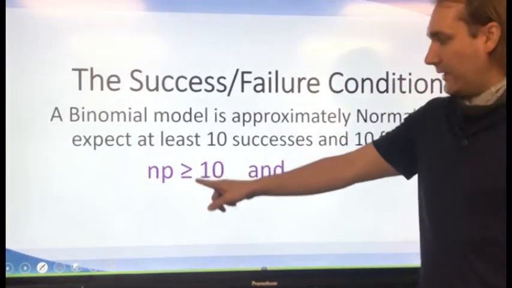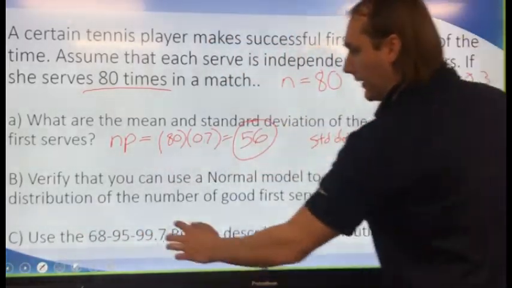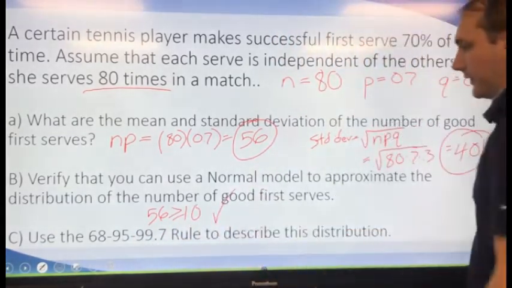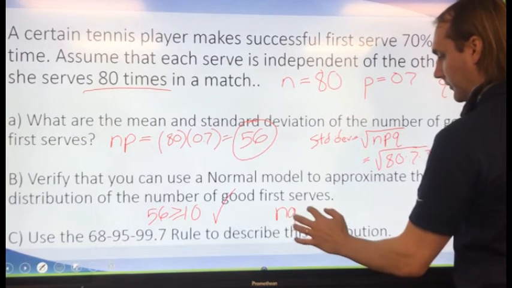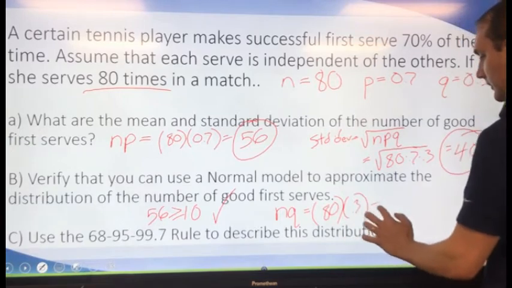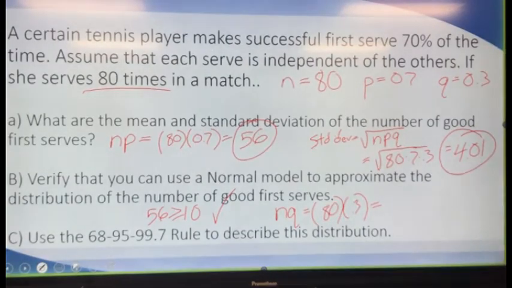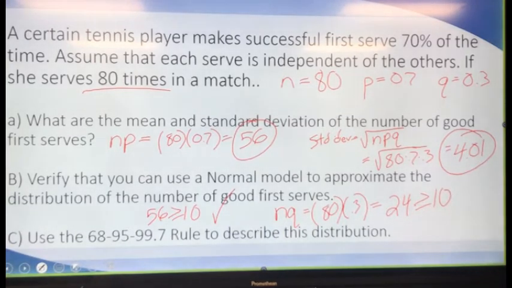So np, is that greater than or equal to 10? Well, I've already done np, and it's 56. Is 56 greater than or equal to 10? Yes. So that one's good. And what about my failures? That is nq. So n times q equals 80 times 0.3. So what is 80 times 0.3? 24. Is that greater than or equal to 10? Yep, so it's good. So I can actually use my normal model to approximate the distribution.